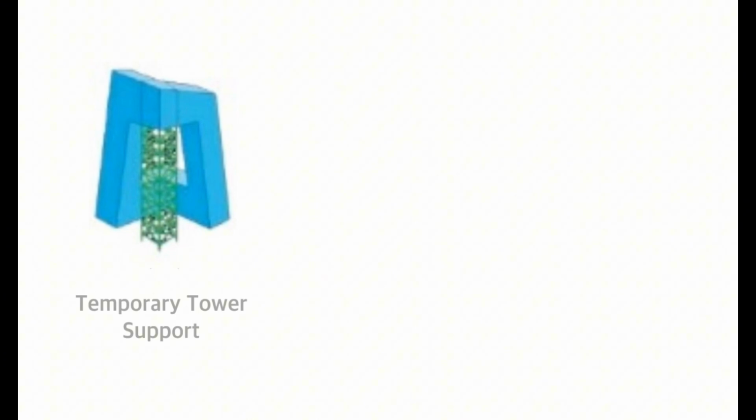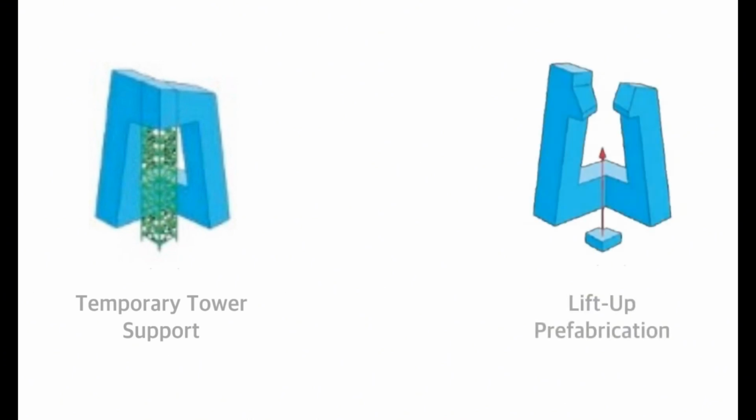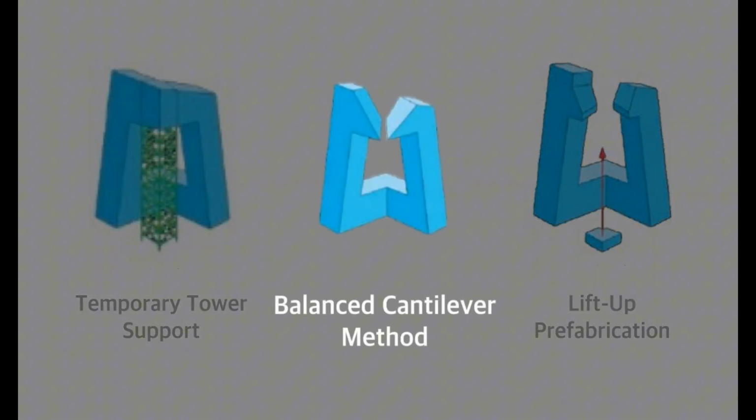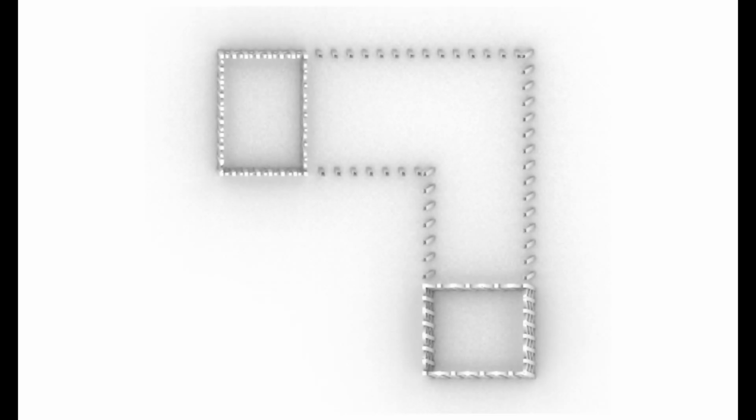Temporary tower support method, lift-up prefabrication method, and balanced cantilever method were considered, and the balanced cantilever method was adopted during the cantilever construction as announced in week 10. So how were the members lifted up in the process? The members used for CCTV were lifted through a tower crane.